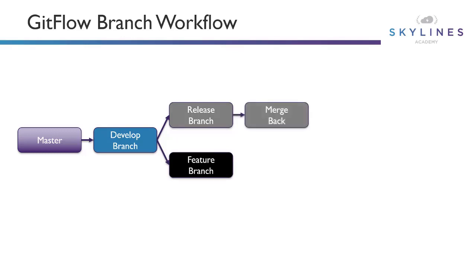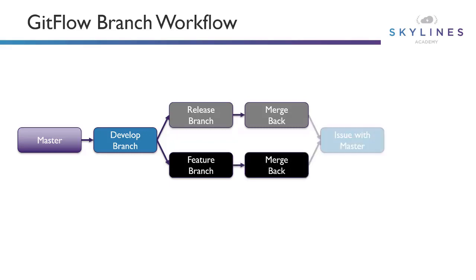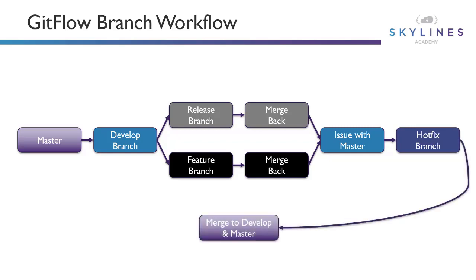When a feature is complete, it is merged into the develop branch. And when a release branch is done, it is merged into the master. If there's an issue detected, a hotfix branch is created from the master. Once the hotfix is complete, it is merged to both develop and master.